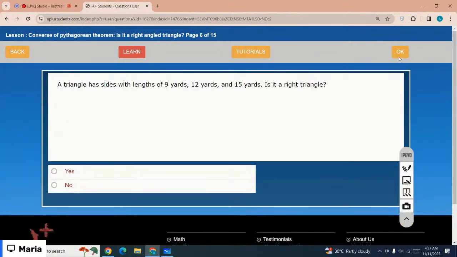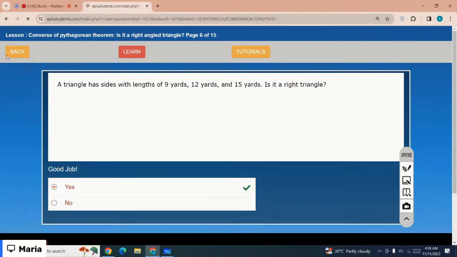Okay, the next one is a triangle has side lengths with 9, 12, and 15. Is it a right angle triangle? So which is the correct option? The correct option is yes, it is a right angle triangle, right?